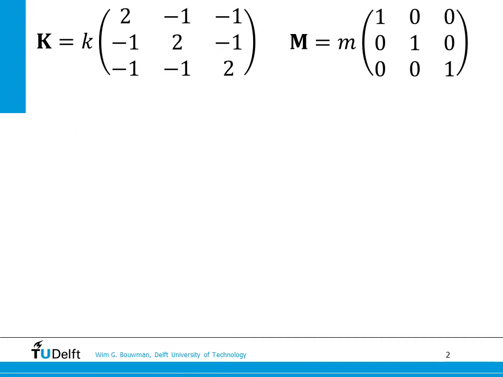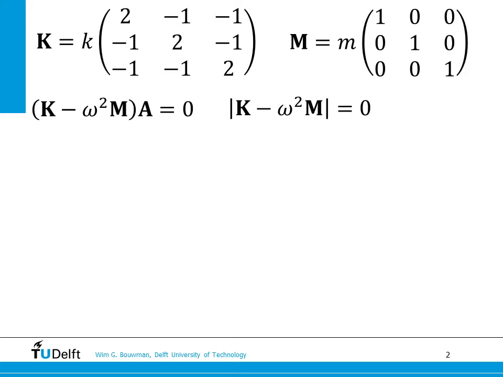Now that we have these two matrices, we have to calculate the eigenvectors and the frequencies. A good approach to do this is to get this matrix. This is the problem we want to solve in the end. The way to get the values for omega is to put the determinant equal to 0. What are the solutions that you get for omega of this equation?